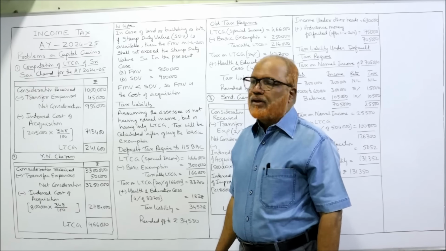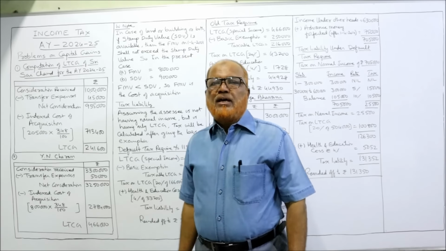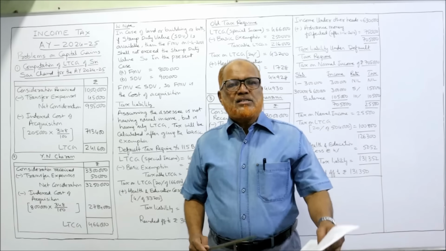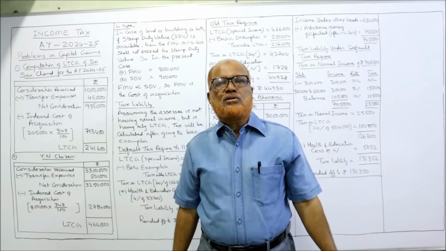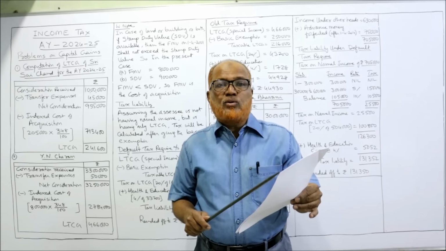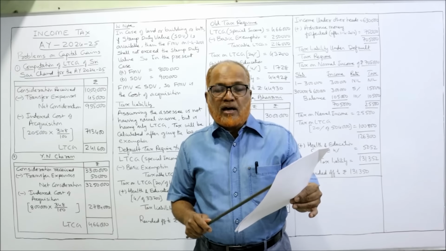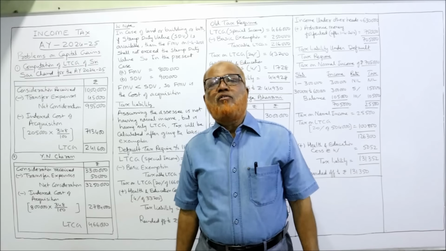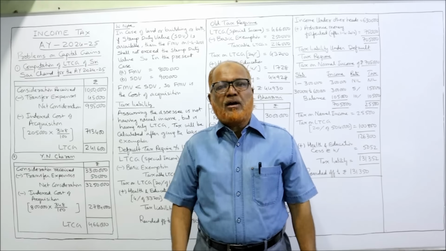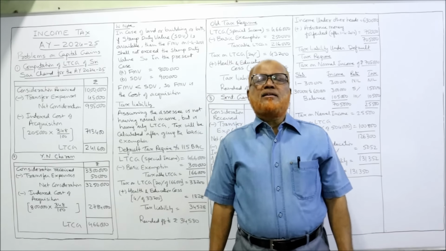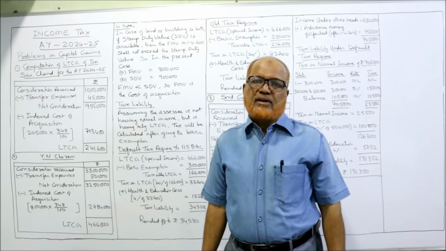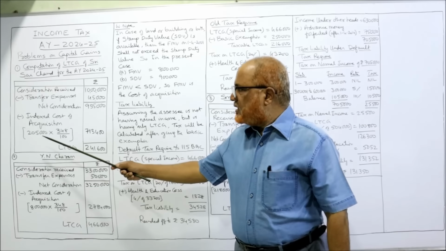Net consideration. From that we have to deduct the indexed cost of acquisition. Actually he has purchased it for 2,05,000. But we cannot compare 2,05,000 in the year 2001-02 with the current year's 10 lakh, because the value of money will change. Due to inflation, the purchasing power of money will come down. So the Income Tax Act has given the provision regarding indexing of the cost of acquisition. So how to make indexing?